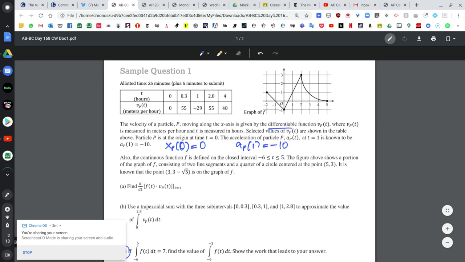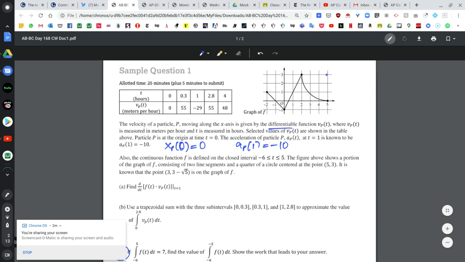The second paragraph says you have a continuous function f in the interval negative 6 to 5. Observe the graph. But the figure only shows a portion of the graph. All right. You have 2 lines and a quarter circle centered at 5,3. Okay. So this is the center of the circle, and it says this point lies on the graph. So process that.